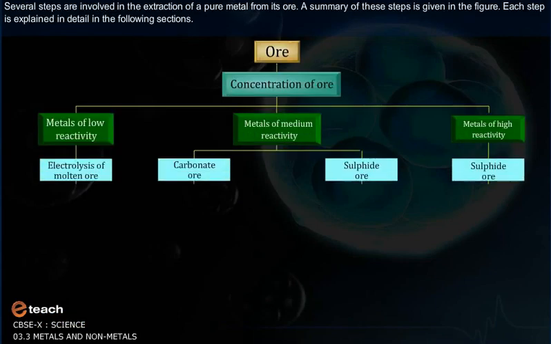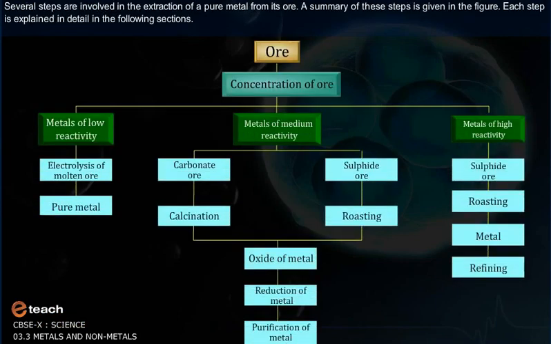Several steps are involved in the extraction of pure metals from their ores. A summary of these steps is given in the figure. Each step is explained in detail in the following sections.